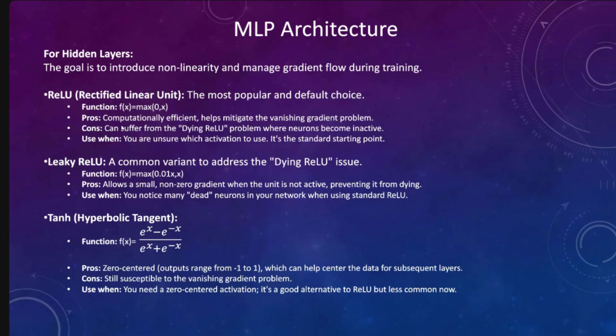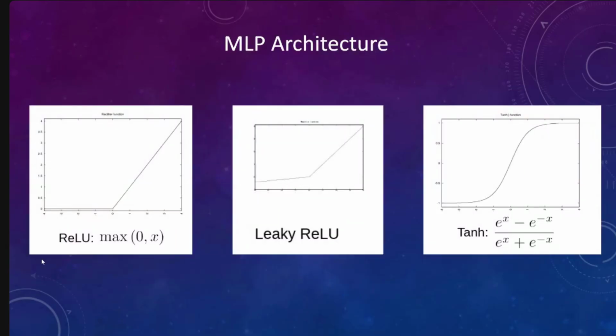But tanh still has, as I'll show later in the graph of tanh, a vanishing gradient problem. So that's it. If we want the output to be zero-centered, between minus 1 and 1, we can use tanh. So that's the graph of all these three functions.